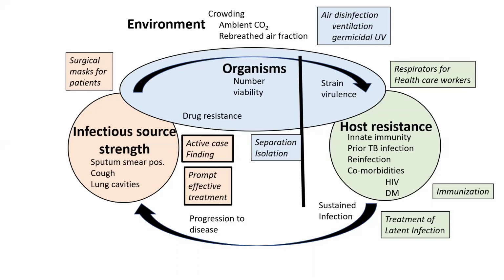What you see in front of you is a schematic showing, as a circle, a source of infection, and on the other side, a host. The circles represent the areas where TB infection control can be implemented. The big blue circle in the middle is the environment where the organisms are being transmitted through the air, and the square boxes are the interventions one can make.